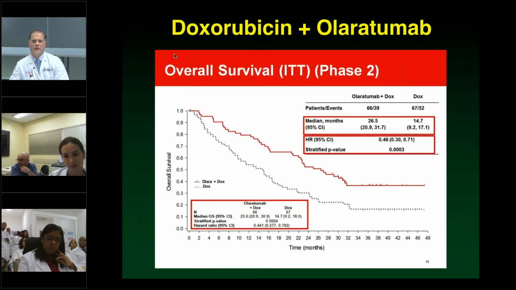A newer agent, olaratumab, or Lartruvo, has been looked at in combination with doxorubicin versus doxorubicin alone, and this led to an overall survival advantage of nearly a year when patients were treated with a combination of doxorubicin plus olaratumab compared to doxorubicin alone. The issue is we're not sure whether doxorubicin plus olaratumab is any better than doxorubicin plus ifosfamide. So studies to try to understand the role of olaratumab, such as combining it with doxorubicin plus ifosfamide, are ongoing.